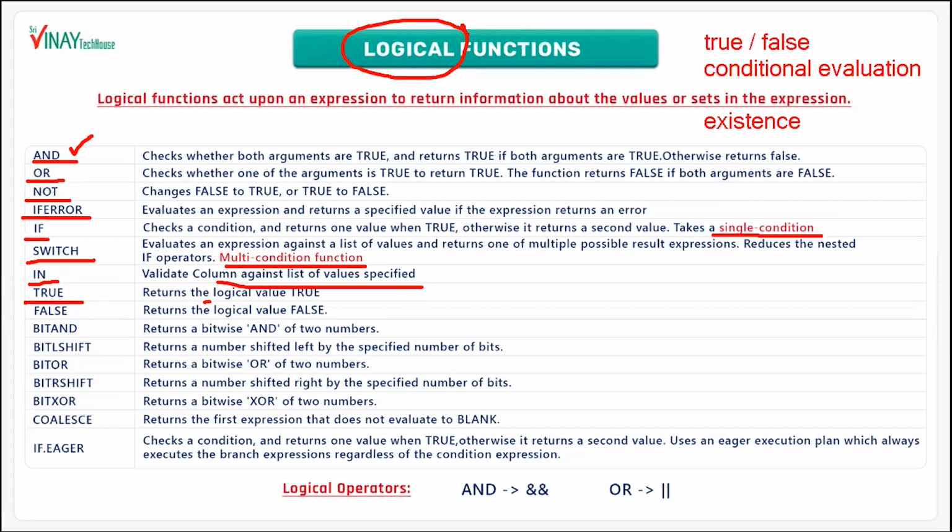TRUE returns the logical value true. FALSE returns the logical value false. That is explicit. I never worked on the bit shift, BITAND, BITOR functions, so I'm not explaining them. COALESCE is a very important one in SQL language and many places. It always returns the first not null value. IF.EAGER is not required. So these are the important logical functions available in Power BI.